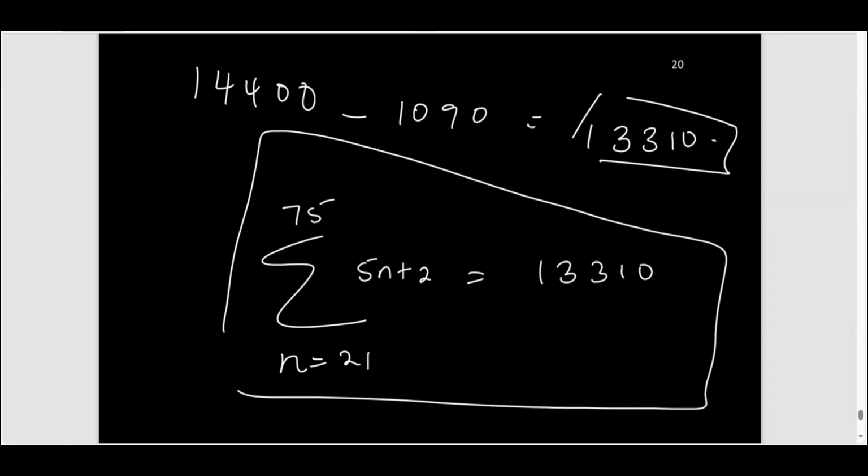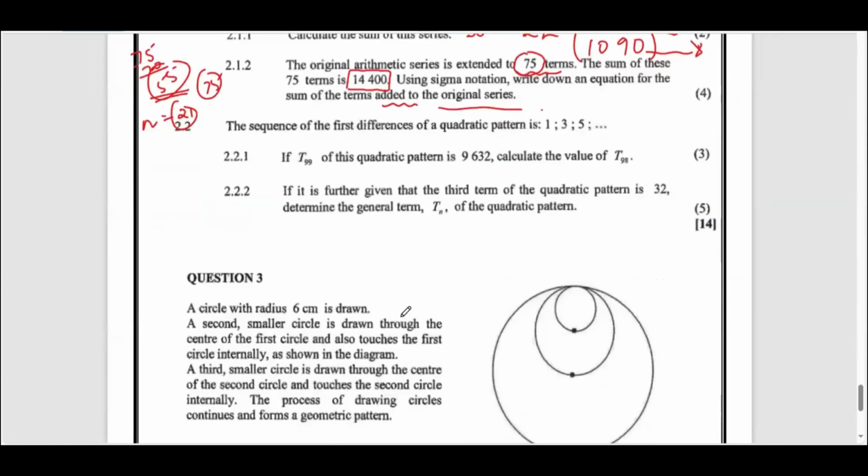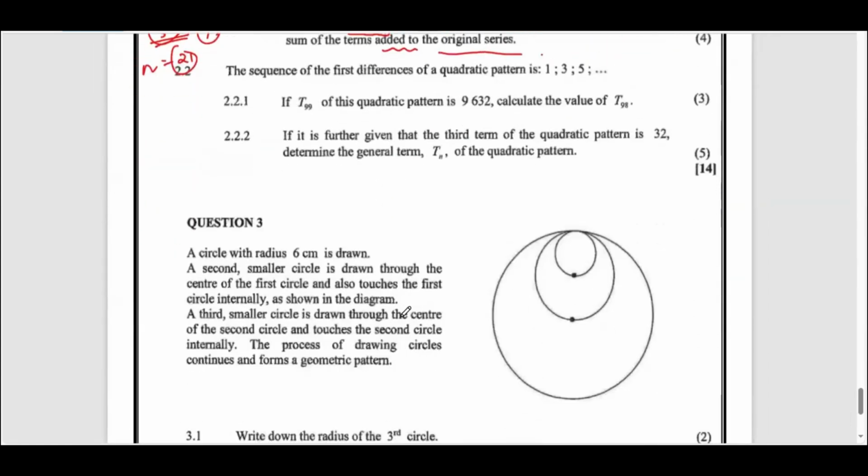Okay. Then the next question, 2.2. The sequence of the first differences of the quadratic is 1, 3, 5, and so on. If T99 of the quadratic is this, can we calculate T98 for 3 marks? Okay. First differences are 1, 3, and 5. So which means we're going to have the second difference of just 2.